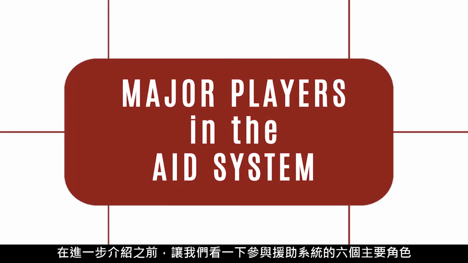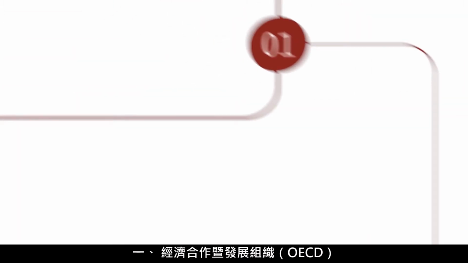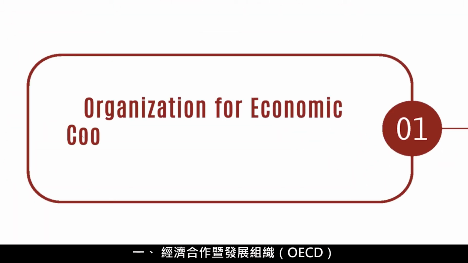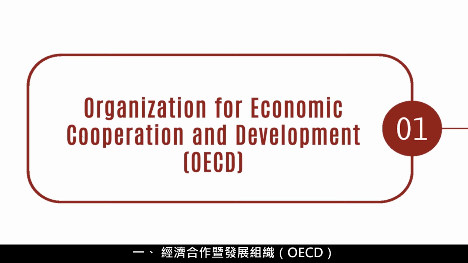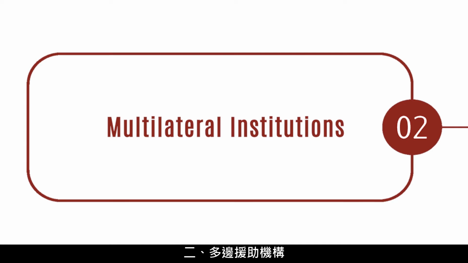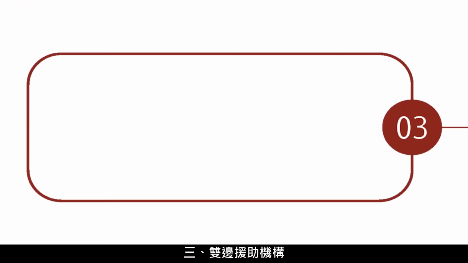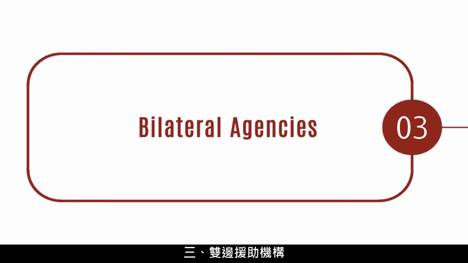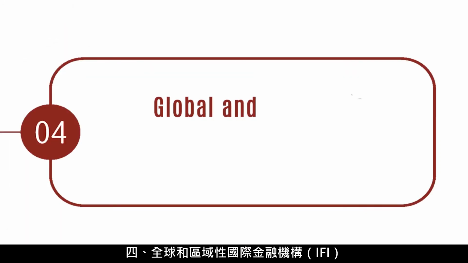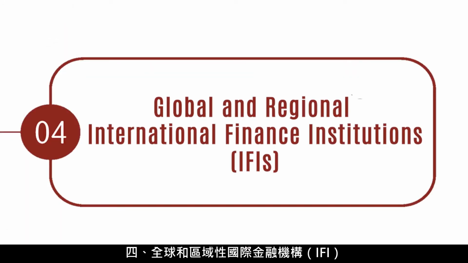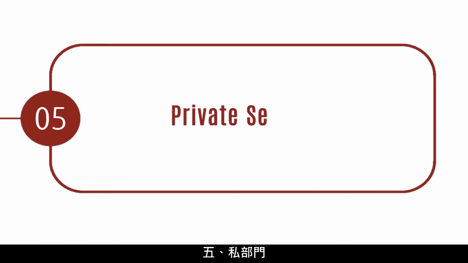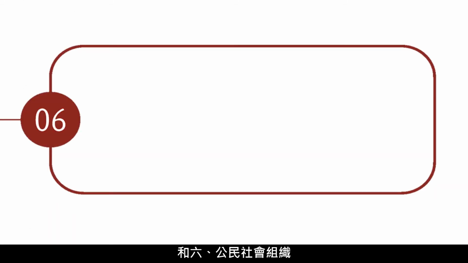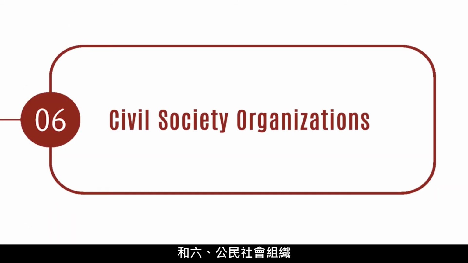Before we go further, let's take a look at the 6 major players of the aid system. Number 1. Organization for Economic Cooperation and Development, or OECD. Number 2. Multilateral institutions. Number 3. Bilateral agencies. Number 4. Global and Regional International Finance Institutions, or IFIs. Number 5. The private sector. And number 6. Civil society organizations.